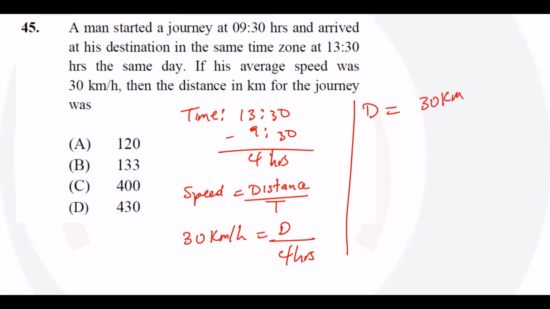30 kilometers per hour can be written like this. It's the same thing, multiplied by 4 hours. So you can see the hours cancel, and we're left with just 30 times 4. Sorry, that should just be 4. I don't know, I got 40 from my head. So you see 4 times 30 is 120 kilometers. So our answer is going to be A.